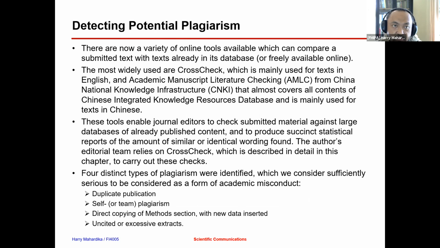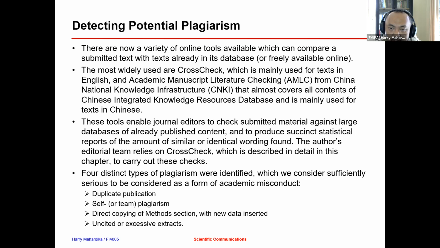Okay, the last part is how to detect potential plagiarism. There are now a variety of online tools available which can compare a submitted text with text already in their database. For example, there is CrossCheck, and then there are tools for academic manuscript literature checking from China National Knowledge Infrastructure, and then I guess in ITB we use Turnitin, okay, and then we also use other similarity checks that are officially purchased by ITB. I kind of forget what the software is, but I do remember that we have access to Turnitin that your advisor and lecturer regularly use before they send a certain paper to a certain publication.